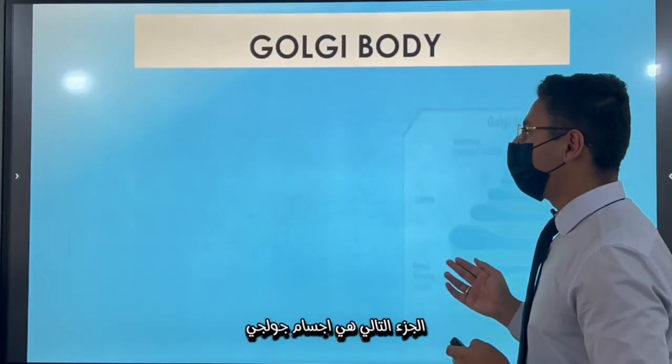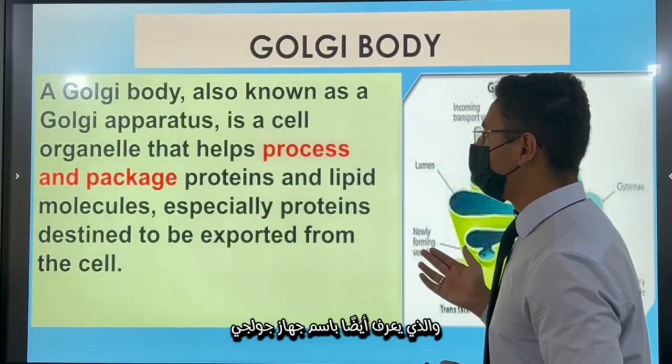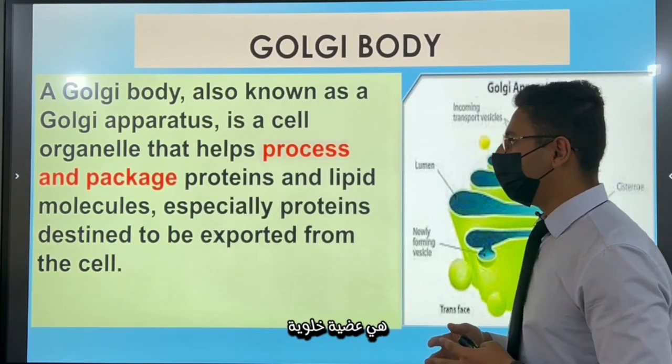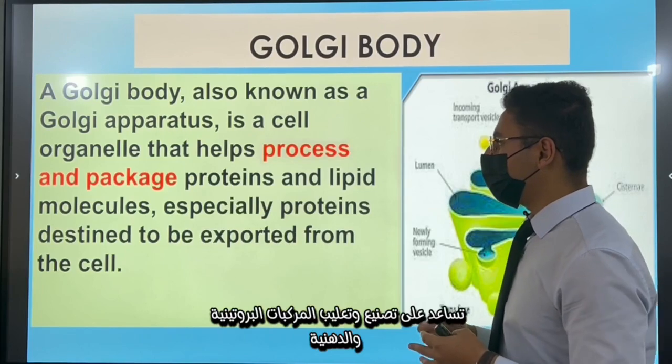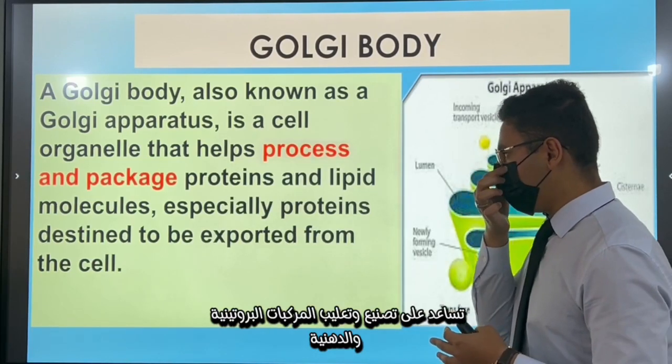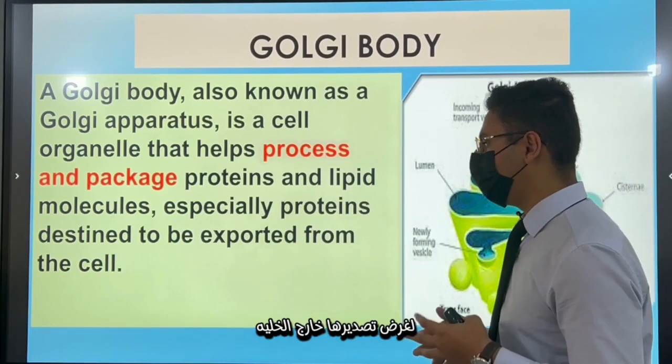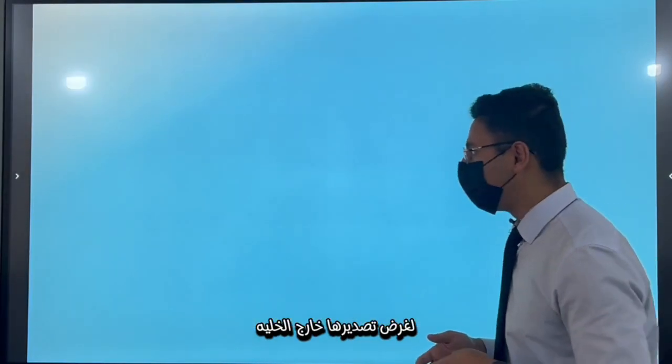The next part is the Golgi body, also known as the Golgi apparatus, a cell organelle that helps process and package proteins and lipid molecules, especially proteins destined to be exported from the cell.